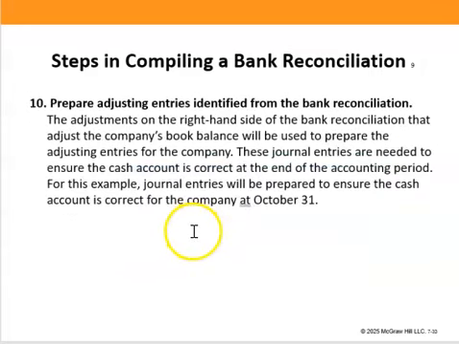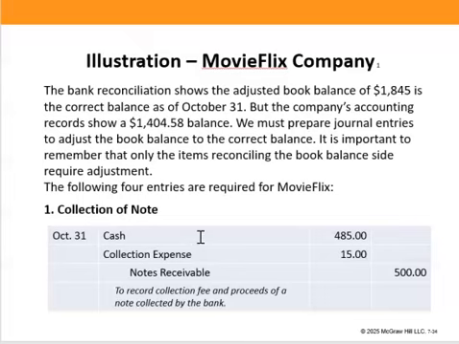Next is creating the adjusting journal entries that we see from the bank reconciliation. For starters, we've got the notes receivable of $500, very similar to an accounts receivable from a customer. And the cash we received that they put in our bank account was $485, but there was a collection expense of $15. Once we create that journal entry, that's going to increase our cash by $485, and we'll be that much closer to balancing.